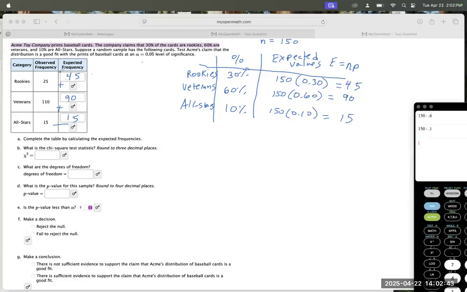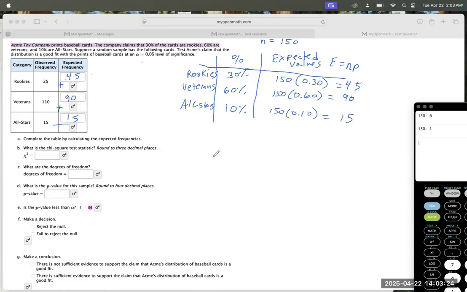The thinking behind this test is if these do in fact fit this distribution, meaning that roughly 30% of the cards are rookies, and 60% of the cards are veterans, and 10% are all-stars, then the observed frequency, which we actually observed in the sample, is going to be similar to the expected frequency. And if we subtract these, we're going to get a very small value because of how closely observed and expected are. The larger these differences are, the more it is against the null hypothesis.